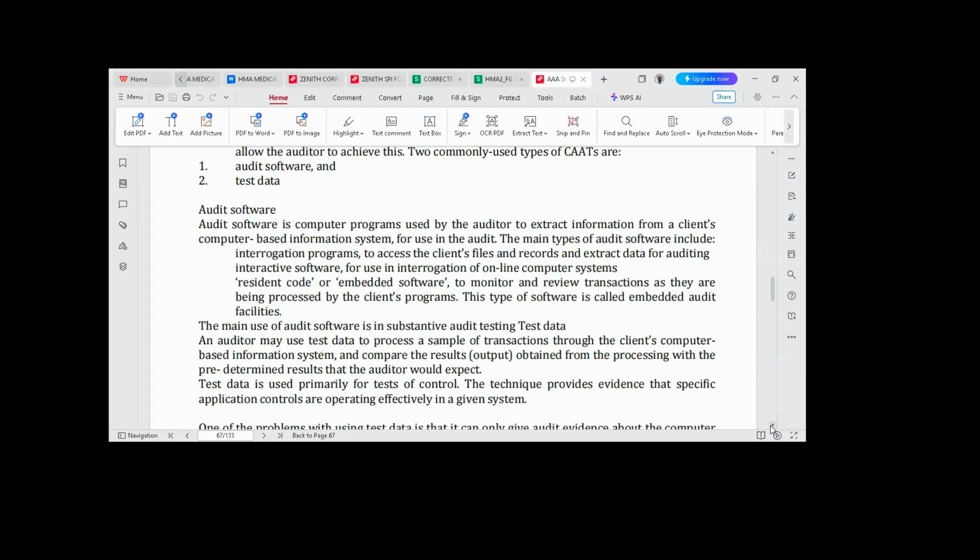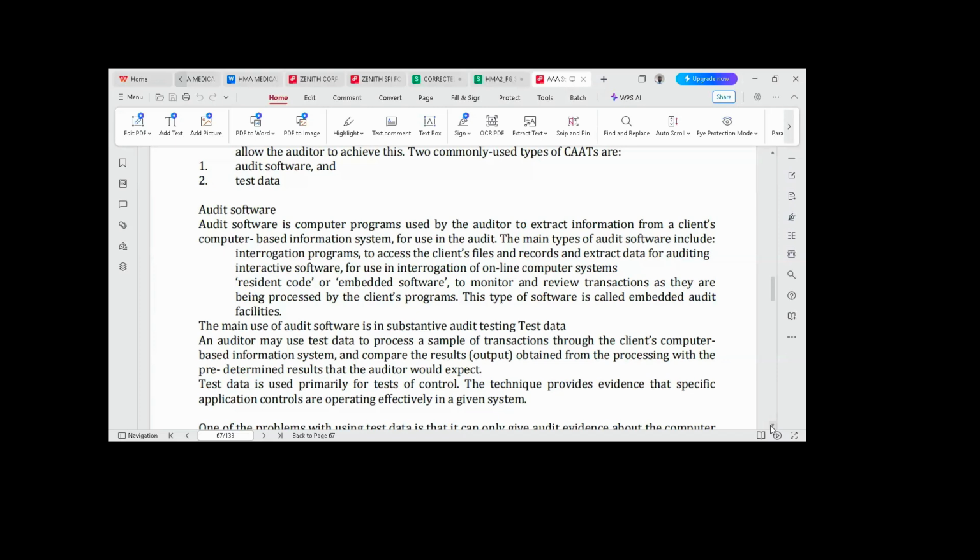So when you extract that information, the output of that information, you're not going to compare it with the result that you have already computed to see whether they are what? They are the same.